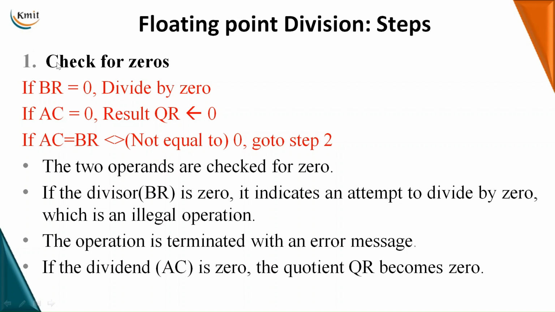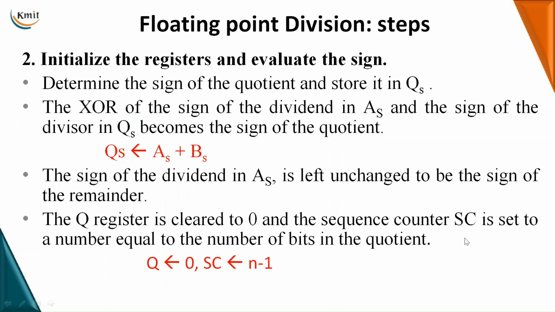So the first step in a division algorithm is to check for zeros, where you check if any of your operands is 0. Based on that, your result will vary. If both the operands contain non-zero values, we proceed with step 2. In step 2, you initialize the registers and evaluate the sign of your quotient. In this step, you initialize some of the registers that are used in the algorithm, and you also evaluate the sign of your quotient.